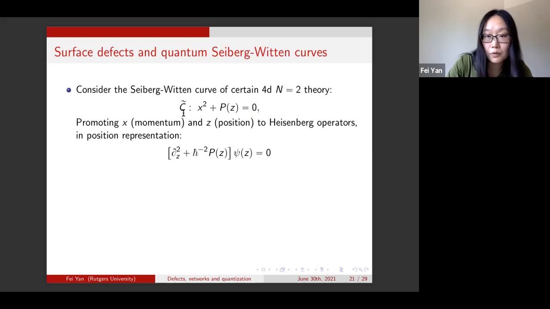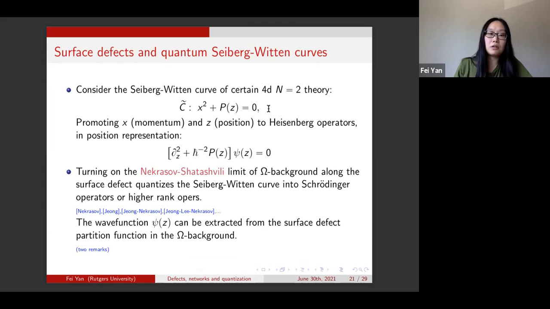So for example, you consider the Seiberg-Witten curve of some 4D N=2 theory, which is written as this algebraic equation. And I could try to promote X and Z, interpreted as momentum and position coordinates, to Heisenberg operators. And then in position representation, you will get the following Schrödinger equation. And I should say that you would expect subtleties to appear in this business. So for example, for a given classical curve, you could have different kinds of quantization, which all reduce to the original classical curve if you take the h bar goes to 0 limit. However, there are distinct quantum curves or distinct Schrödinger equations. So there's a question of whether or not there is a canonical one you could choose.